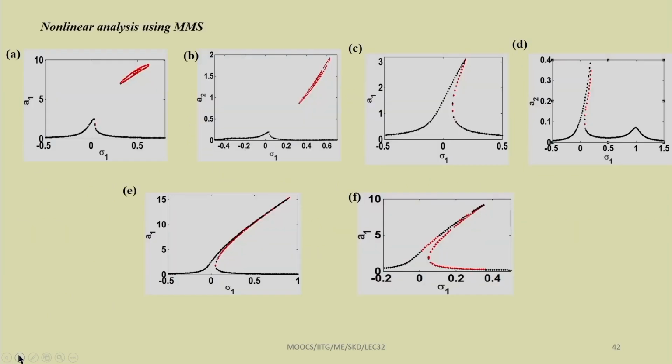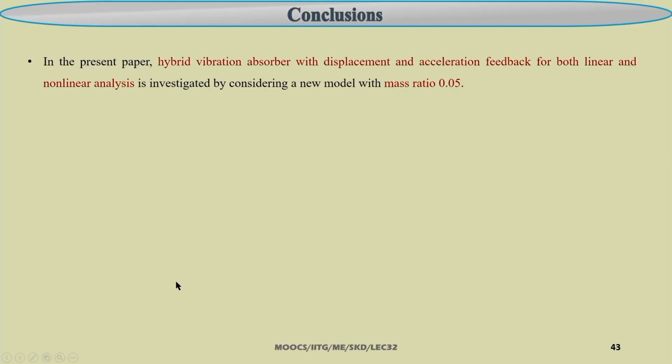Using this nonlinear analysis, using the method of multiple scales, if you find the response, it shows this hardening type of effect with different bifurcations. Here we have this half bifurcation and here we have the saddle node bifurcation. These are the different responses we have observed in this case.